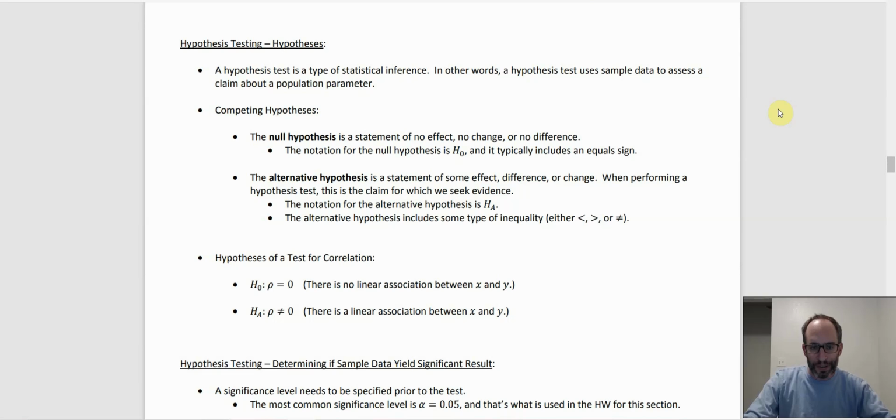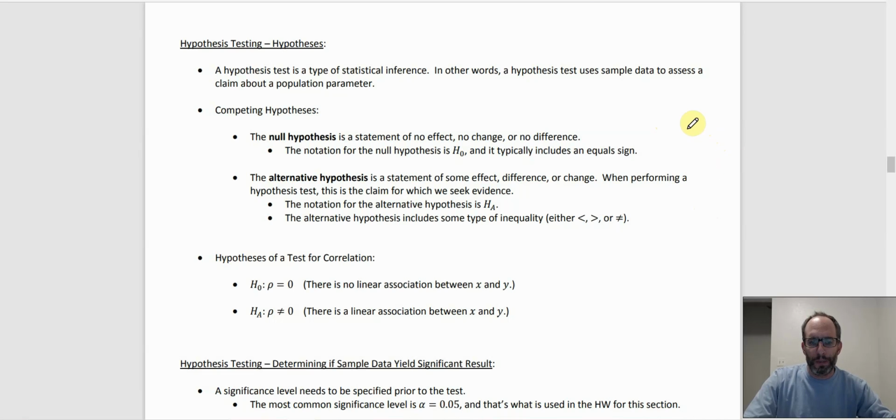So a hypothesis test is where you have some claim about a population parameter. In this case, it'll be a population correlation. But you could do it for other stuff. You could do it for a proportion if you wanted. You could do it for a mean. But you try to assess a claim about a parameter using sample data. And really what you end up with is competing hypotheses, called the null and alternative.